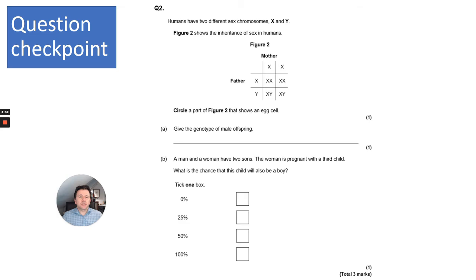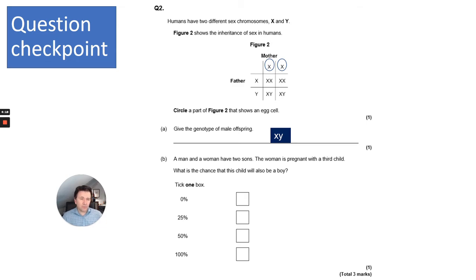So question 2. Humans have 2 different sex chromosomes, X and Y. Figure 2 shows the inheritance of sex in humans, and it says circle a part of figure 2 that shows an egg cell. We can have either that answer, the X, or the other X from the mother. It says give the genotype of male offspring, so the genotype of the different sex chromosomes, so it would be X and Y.